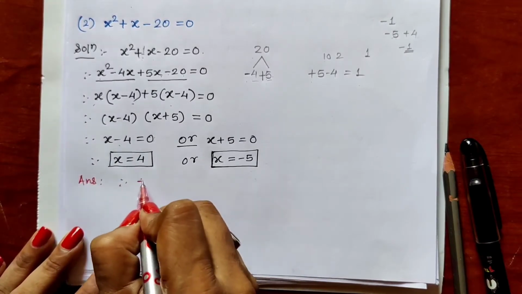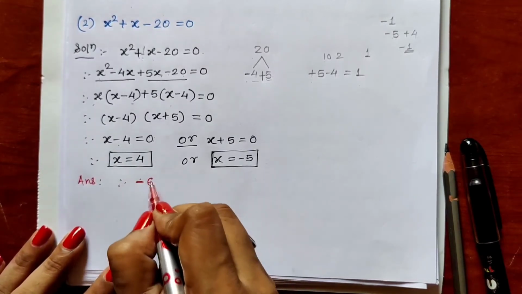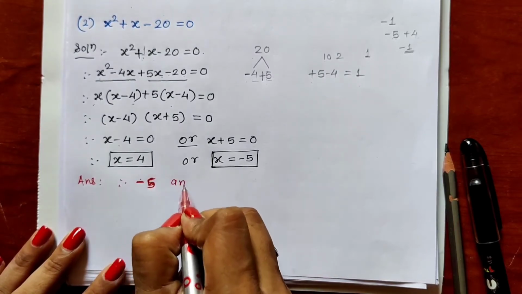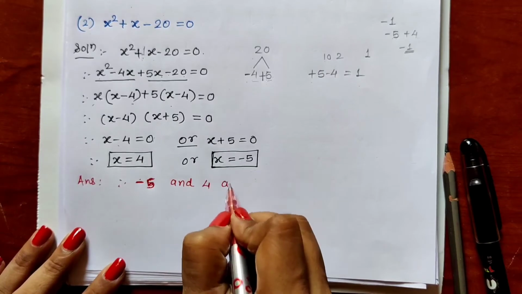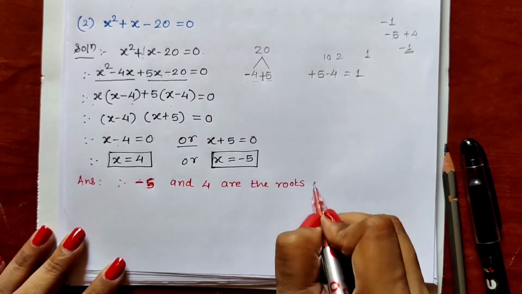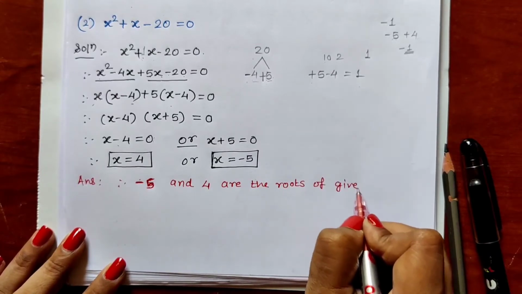therefore always write the negative value first. Minus 5 and 4 are the roots of the given equation.